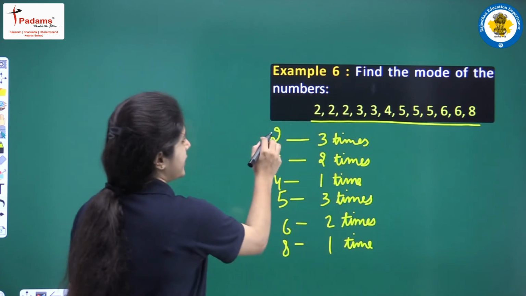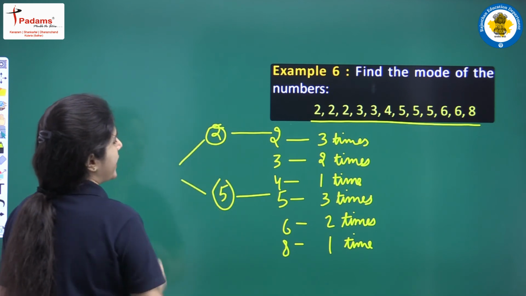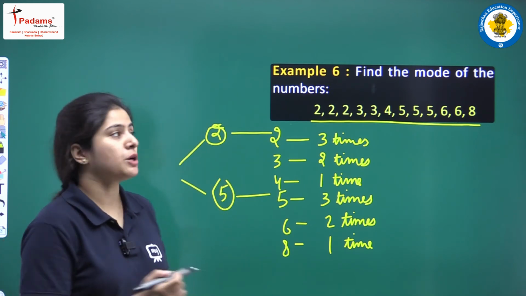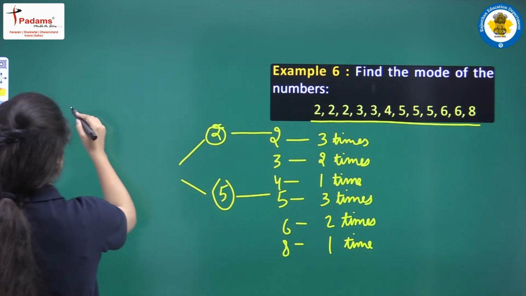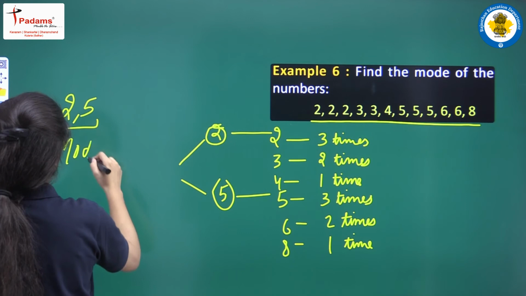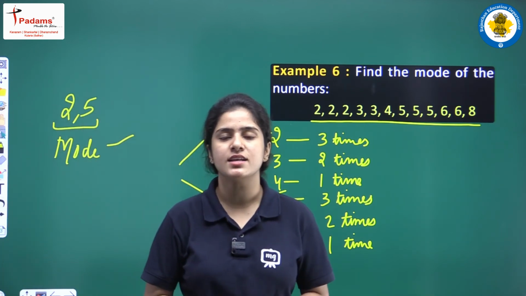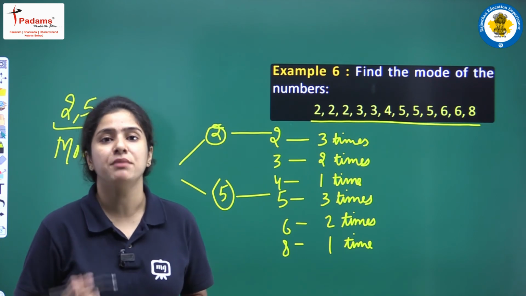So basically 2 and 5. These are the two values that are coming the most often. So the mode of the given data is 2 and 5. These are the modes, okay, because they are occurring the most times, that is 3 times. Alright students. Now students will be talking about median.